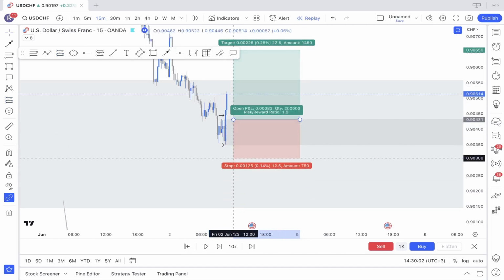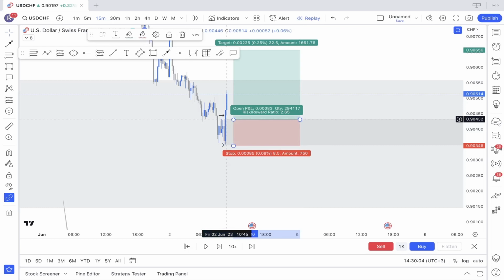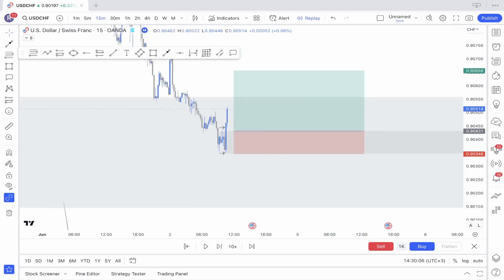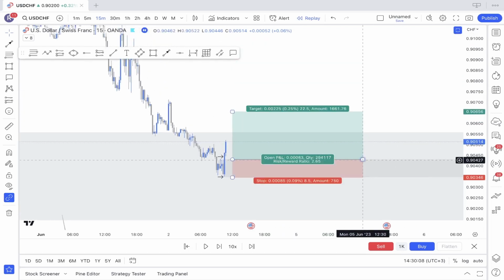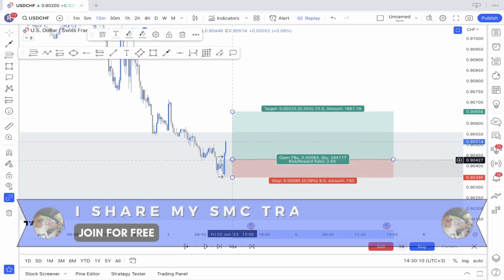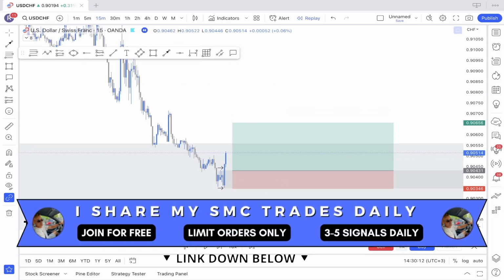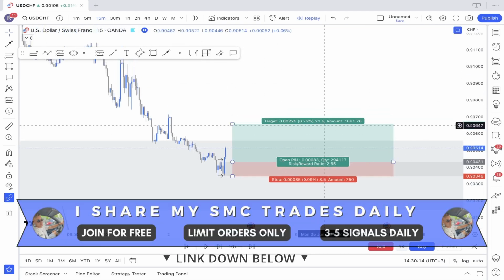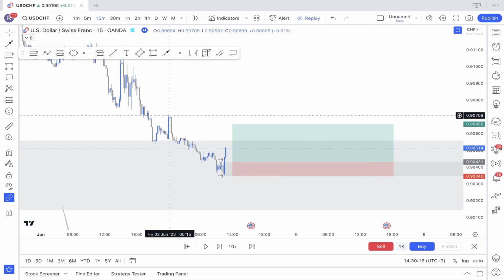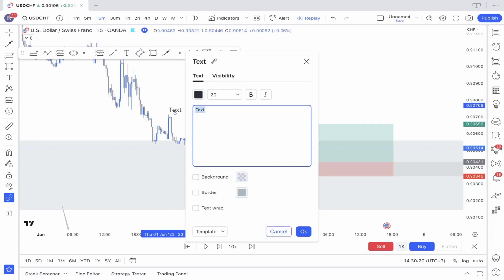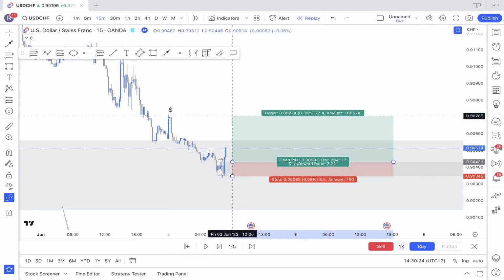Okay, so now we have all the steps in check. Every single step is in check. Now we are placing our buy limit, and now for the targets. What targets can we choose? We could either choose liquidity. Okay, we have liquidity sitting above this high right here. We can mark it like this. We have liquidity above this high, so we can aim for that for sure.